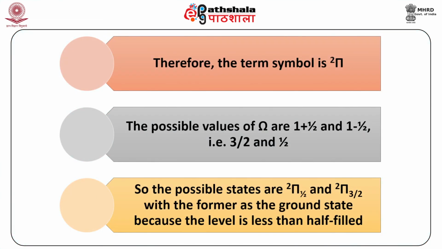The possible values of Ω are, as you know, Λ plus Σ and Λ minus Σ. So, 1 plus half and 1 minus half, which makes it 3 by 2 and 1 by 2. So, the possible states are 2Π 1/2 and 2Π 3/2, and the ground state is 2Π 1/2 because this state is less than half filled. There can be a total of 4 electrons, but you have only 1 electron.